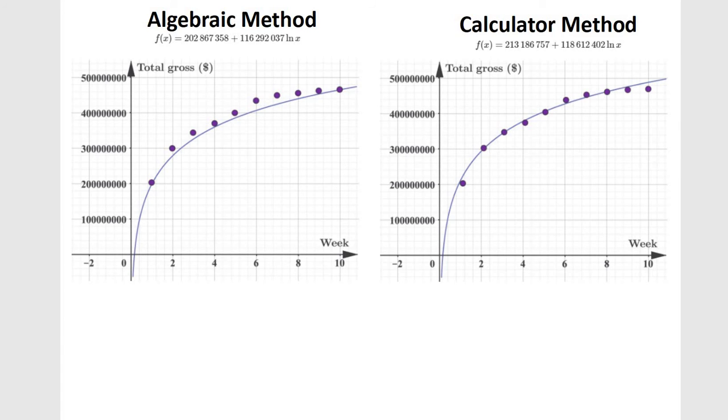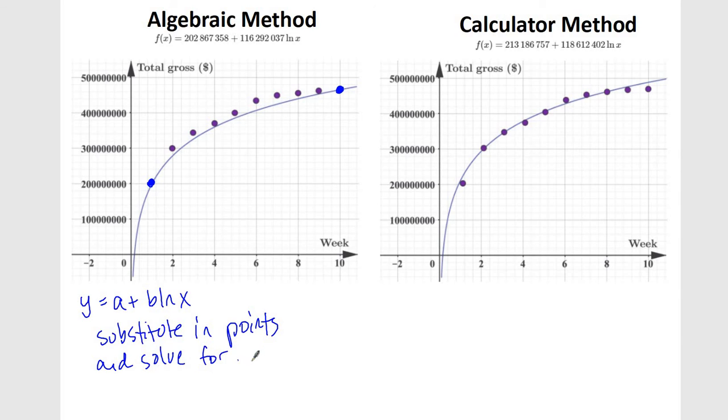So the algebra method would be, I'd pick this point to the left and this point to the right, and I would plug those values into the a plus b times the natural log of x. Okay, so I'd make two equations, and then I would use substitution, elimination, and solve. Okay, so substitute in points and solve for missing variables.